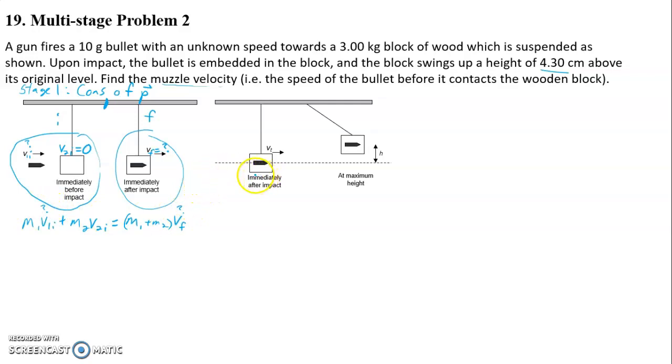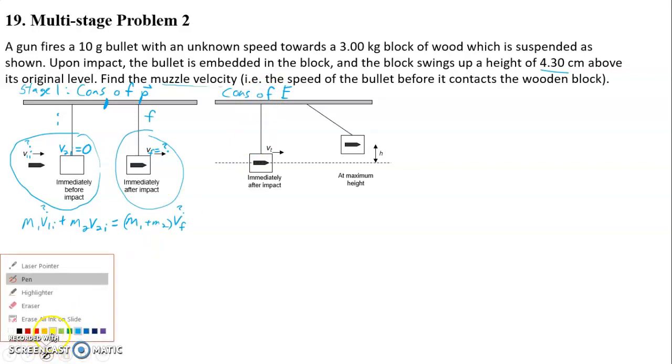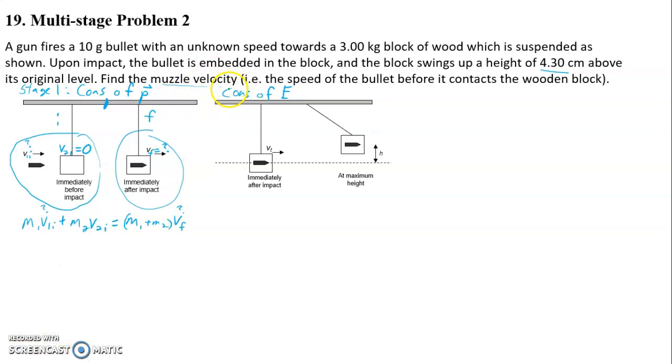We can look at the other part of what happened, which is essentially this block that's hanging from a string or rope or something swung, and so it's acting as a pendulum, and we know that we can very easily apply conservation of energy principles to a pendulum. And so I'm just going to change colors here to emphasize that this is a separate stage. Stage 2. And so initially, the bullet and block have some velocity, which we could call V sub I, and we don't know what that is.